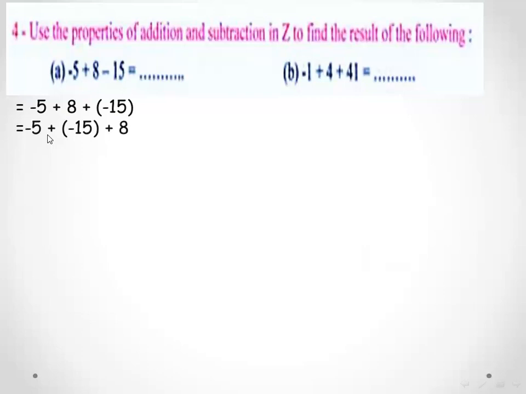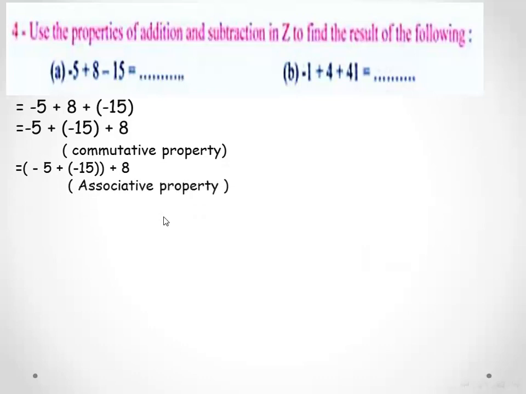Then I'm going to rearrange the numbers, according to whatever you want, but I prefer to put the negative numbers together. So here I rearranged the numbers to put the negative numbers beside each other. Negative 5 plus negative 15 plus 8, commutative property. Rearranging means commutative property. Second step, I put the negative numbers between brackets together. Negative 5 plus negative 15, plus 8. This property is called associative property.